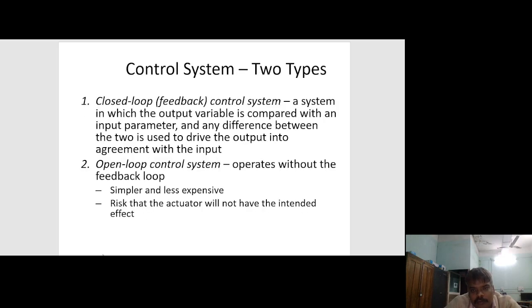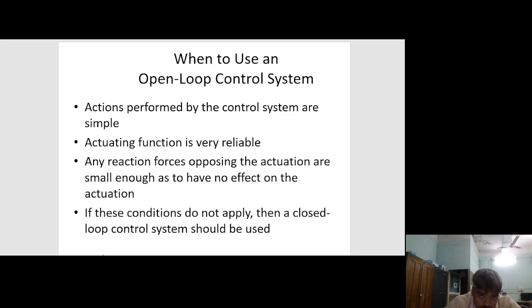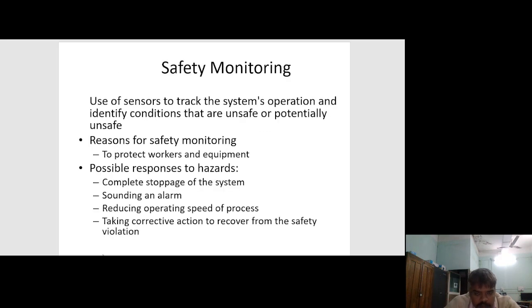Features of work cycle: program control system, closed loop, open loop, positioning system using feedback control, when to use an open loop control system. Advanced automation functions: safety monitoring, maintenance and repair diagnostic, error detection and recovery. Safety monitoring: use of sensors to track the system's operation and identify conditions that are unsafe or potentially unsafe. Reason for safety monitoring: to protect worker and equipment. Possible responses to hazards: complete stoppage of the system, sounding an alarm, reducing operating speed of process, taking corrective action to recover from the safety violation.